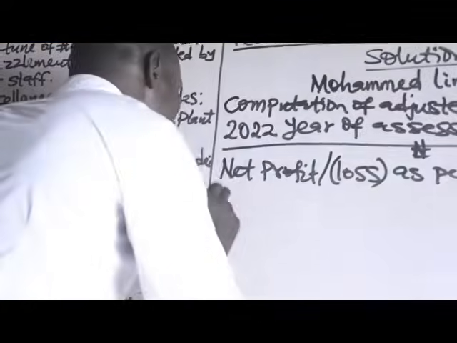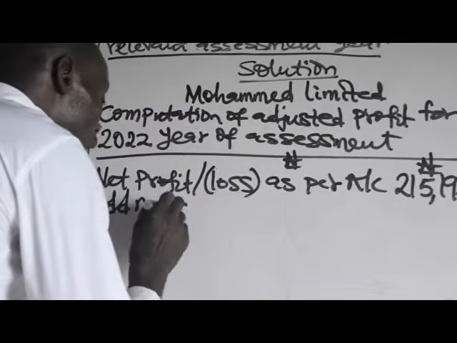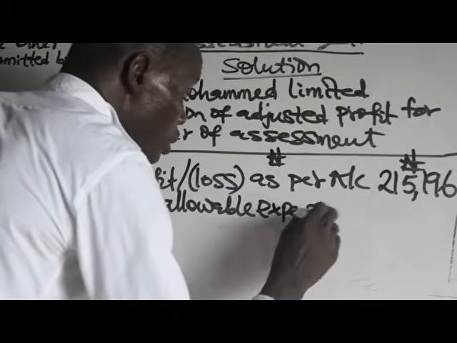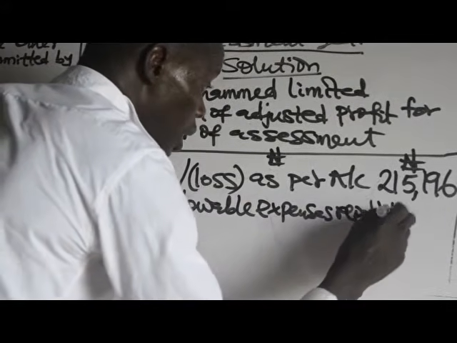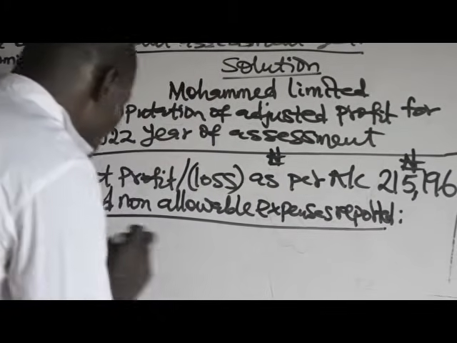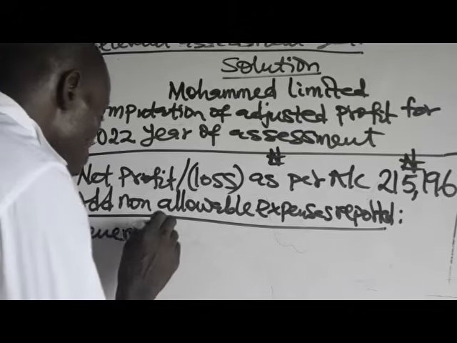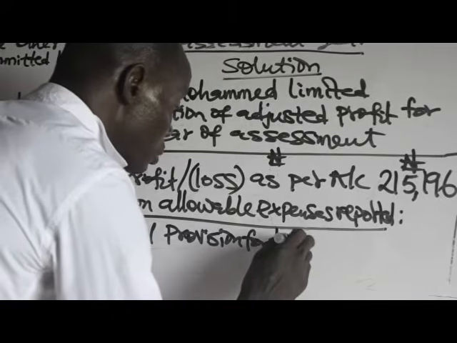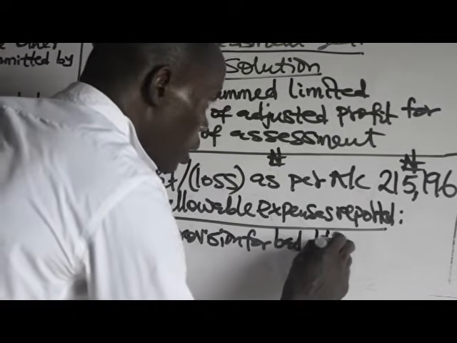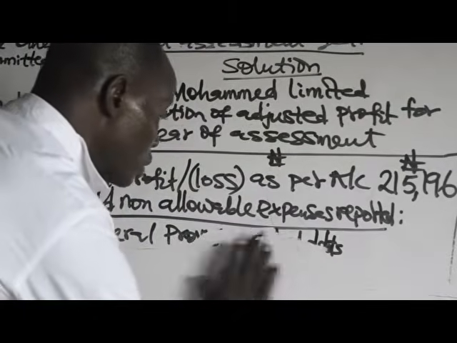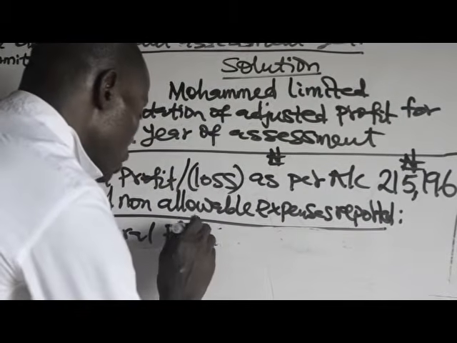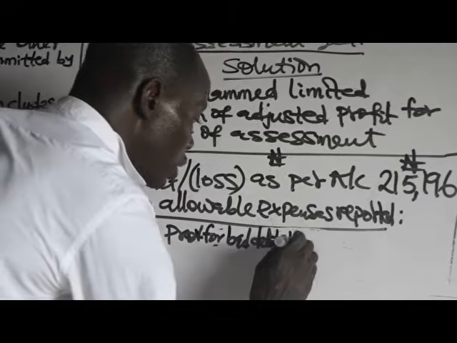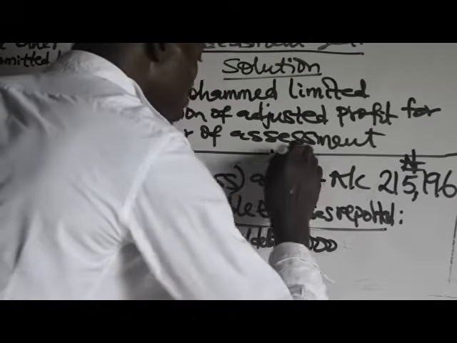So we now add non-allowable expenses reported in account, and among those expenses we have general provision for bad and doubtful debts, general provision for bad debts, which amounted to 12,000 naira.